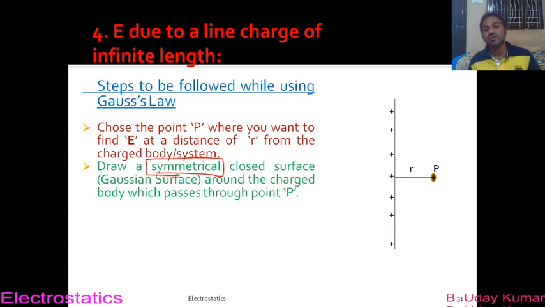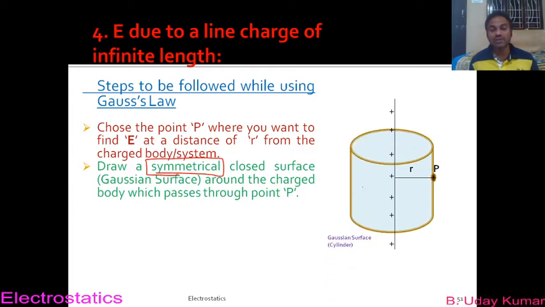Is that clear? So what is the closed surface that I can construct here? I can construct a sphere, I can construct anything I want. But remember, if I construct a sphere here, it will not be a symmetrical closed surface. The closed surface must be symmetrical, the Gaussian surface must be symmetrical. In this case, the symmetrical Gaussian surface will be a cylinder of radius small r. Please check it out.